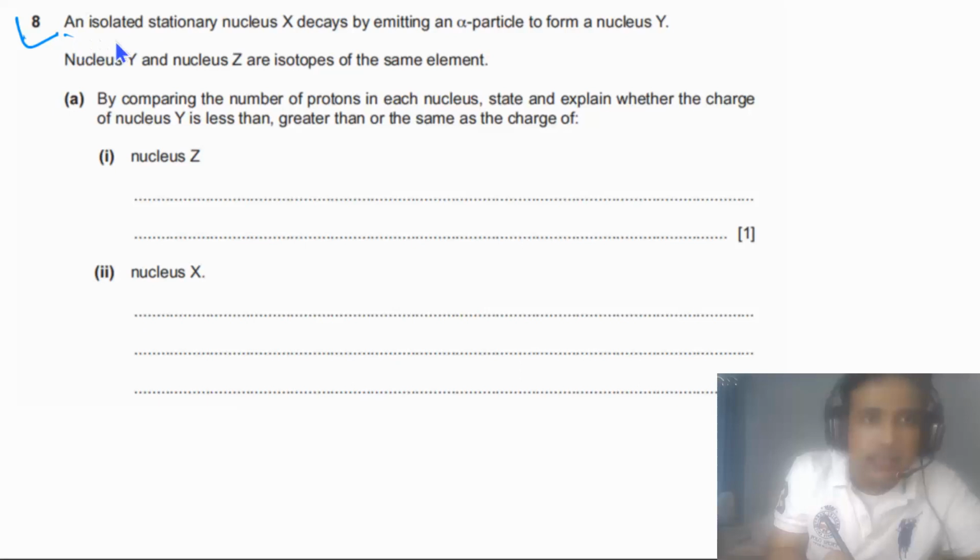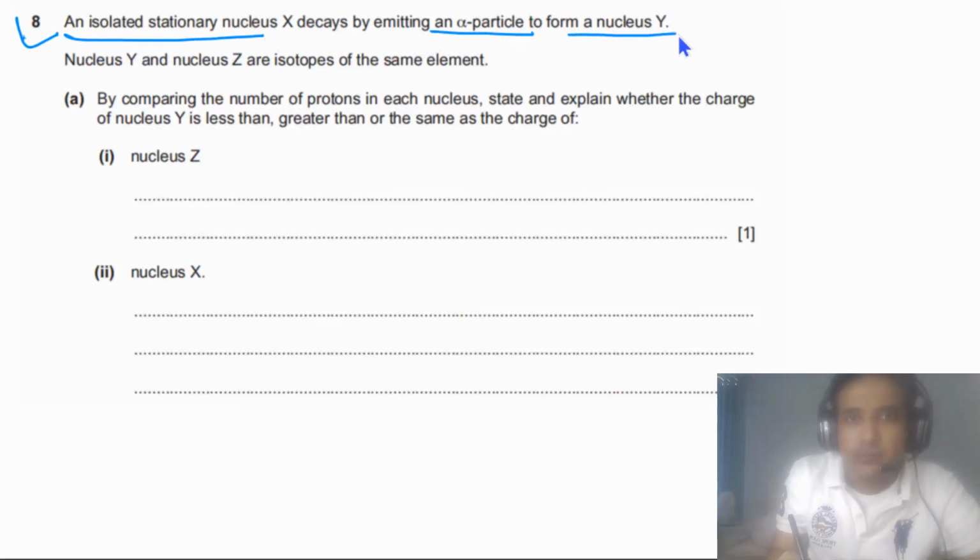Question 8 says an isolated stationary nucleus X decays by emitting an alpha particle to form a nucleus Y.